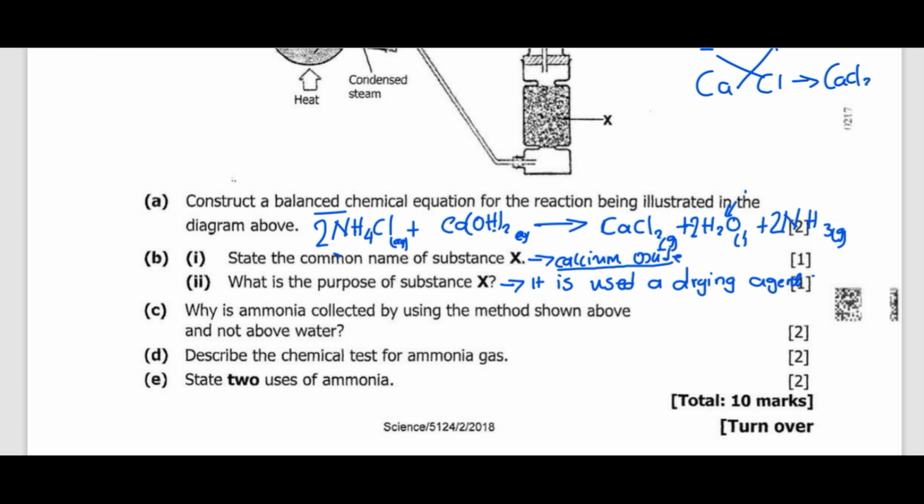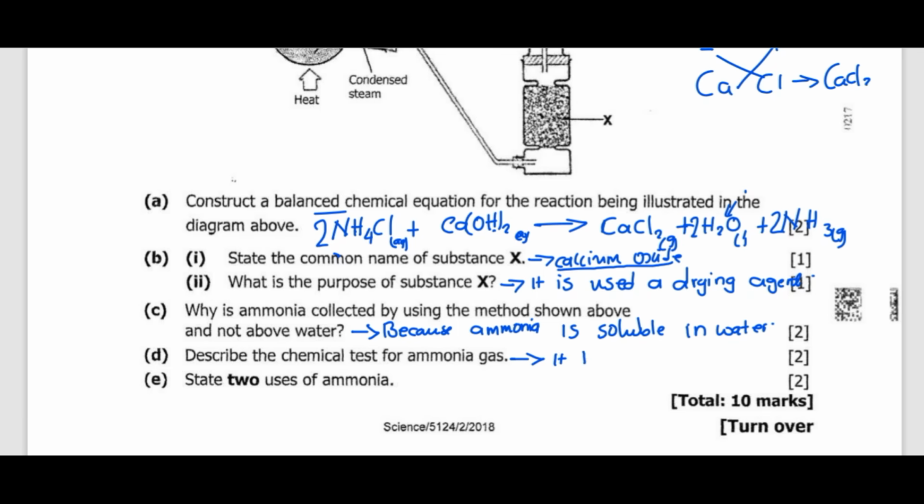Then see, why is ammonia collected by using the method shown above and not over water? The reason is because ammonia is soluble in water. We don't use a soluble gas over water, because if we put that gas into water, it is going to dissolve. Because ammonia is soluble in water, that's the reason why we cannot use this. Then describe the chemical test for ammonia gas.